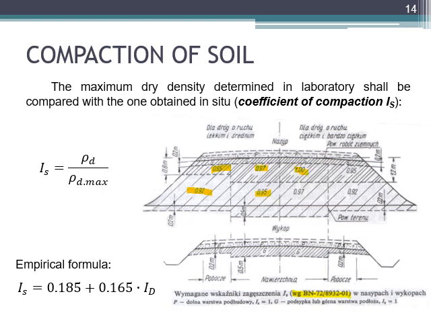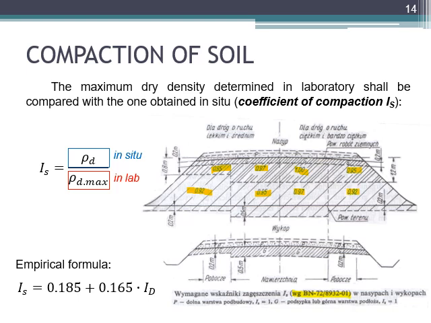Okay, what is that IS? IS is a ratio of the dry density of soil in situ conditions compared to the maximum dry density obtained in the laboratory in the Proctor test. So as you can see, the required values of IS are very close to 1.